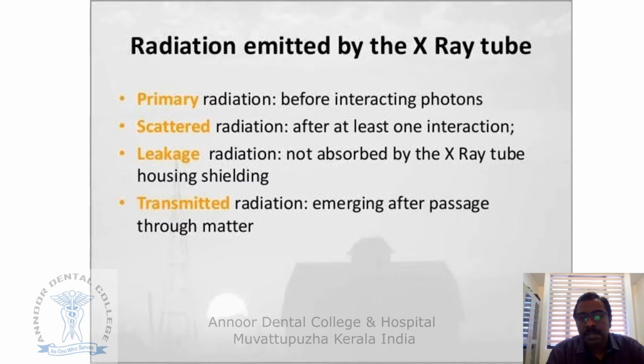So radiation emitted by the X-ray tube is basically divided into four types. You have the primary radiation, that is before interacting with the photons. Then you have the secondary or the scattered radiation, that is at least one interaction, and leakage radiation, which is not absorbed by the X-ray tube and which is within the housing shielding. And the transmitted radiation is that emerging after passing through the matter. That is, after the exposure, it passes through the human body, then it comes out, then it is called the transmitted radiation.